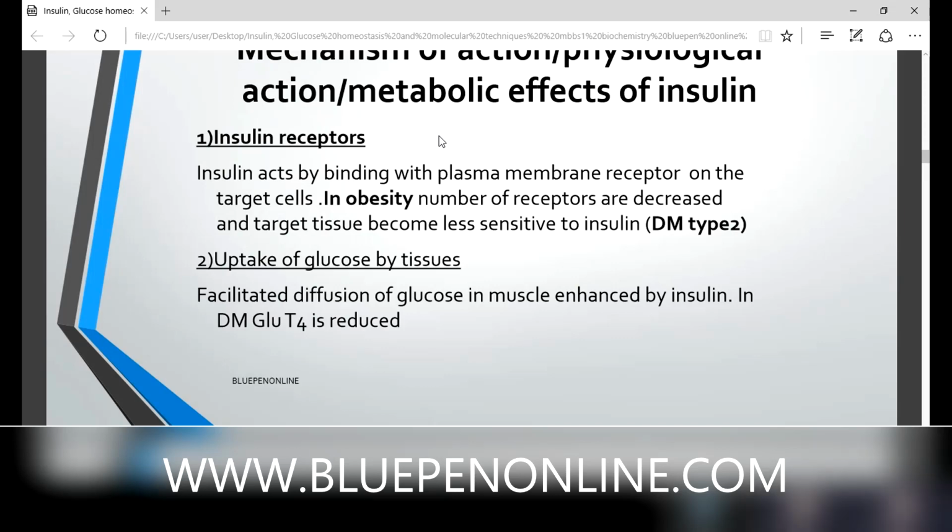What is the normal body weight of a newborn baby? 2.5 to 3, 3.5 is okay. But in the case of a diabetic mother, they have 4, 4.5.